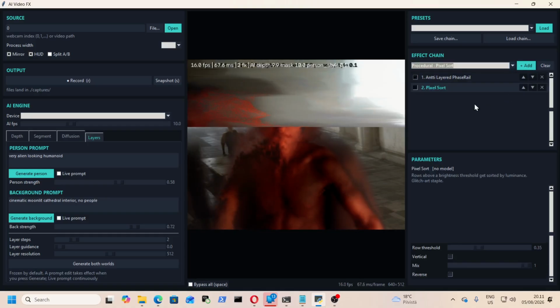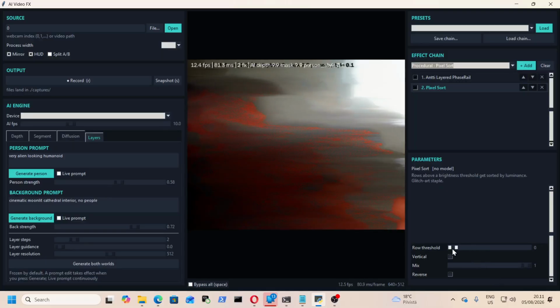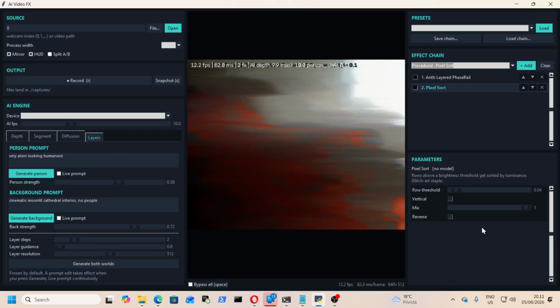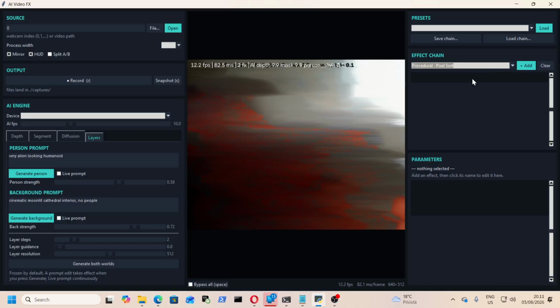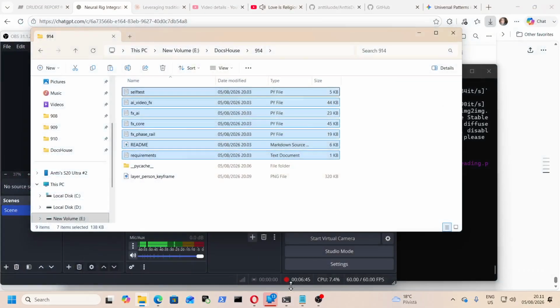Let's see, pixel sort. Here there is actually some sort of... okay, so I guess it's taking the pixels and it's kind of redistributing them. Now something weird happened. Why did we lose the thing? Did it die? That's always possible.